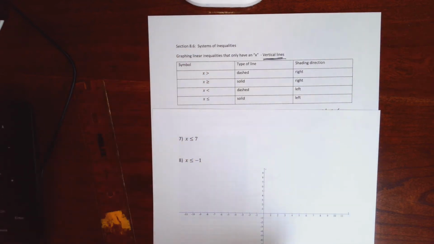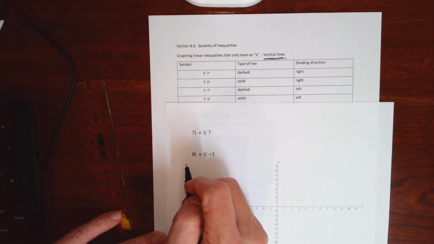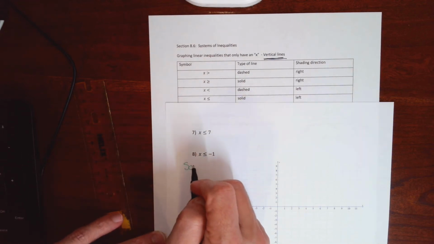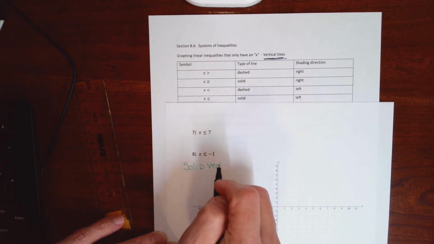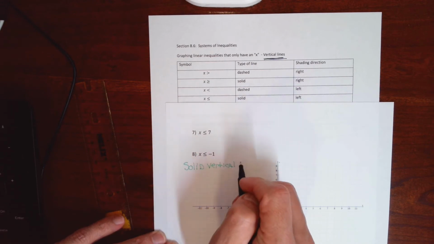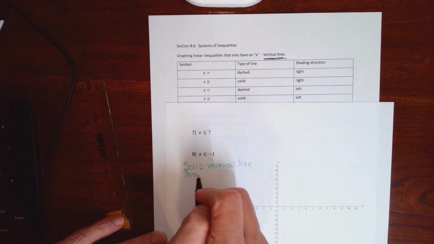For x is less than or equal to -1, hopefully you don't need me to do this. But to do this, I'm going to draw a solid vertical line through -1 on the x-axis.